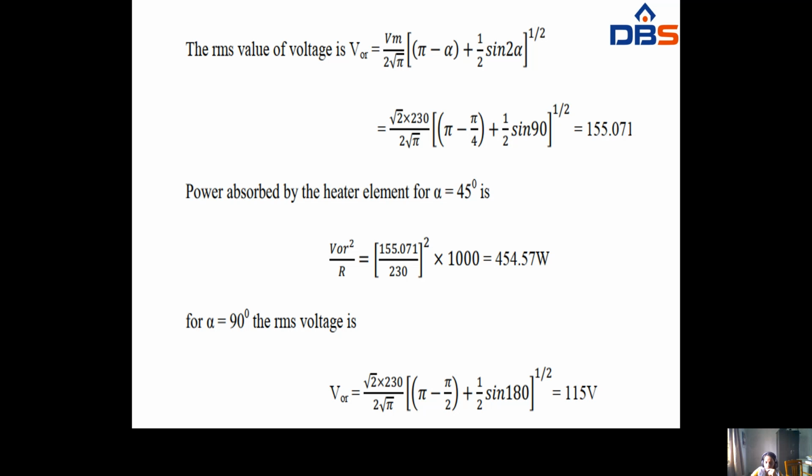So the power absorbed by the heater element for alpha equal to 45 degrees is V naught square by R. Here we substitute the voltage values. For alpha 90 degrees, the RMS voltage will be 115; when we substitute these values, we obtain 115 volts.